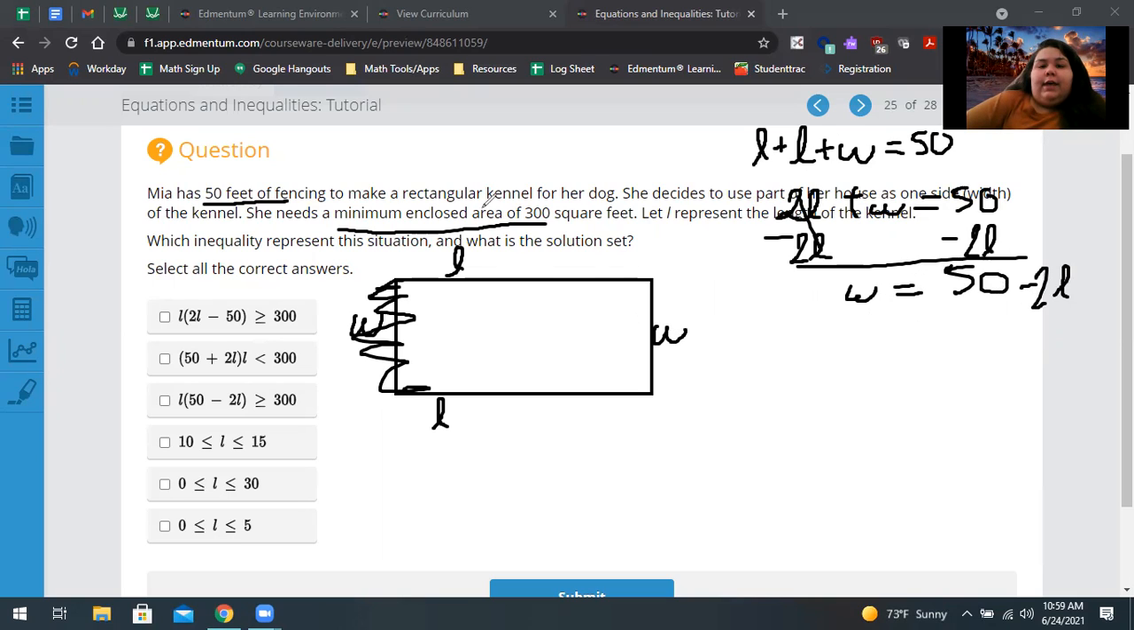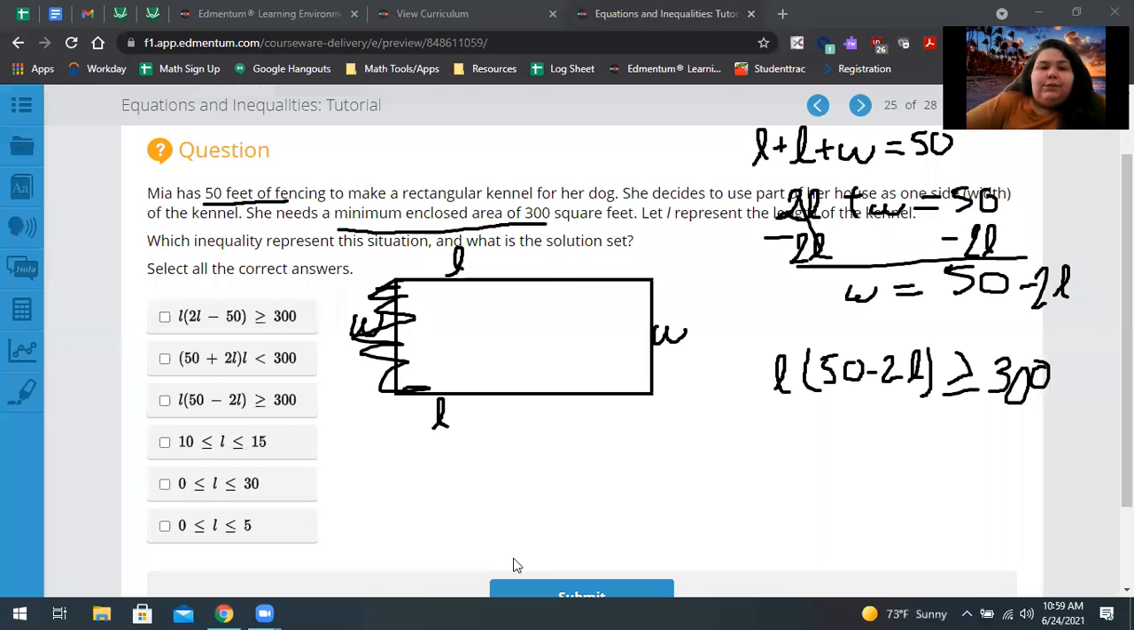So now I can rewrite the width as 50 minus 2L. Now we can talk about the area and how the minimum enclosed area has to be 300. So I'm going to put the 300 here. The minimum amount is 300, it could be 300, but it has to be 300 or more, right? I don't want anything less than that. So I want this to be greater than or equal to. Now, when you're multiplying the length times the width, here's your length, and your width is not just W, you're going to write 50 minus 2L. So now that we have our setup, because that's the key important part, the setup: L times (50 minus 2L) is greater than or equal to 300.